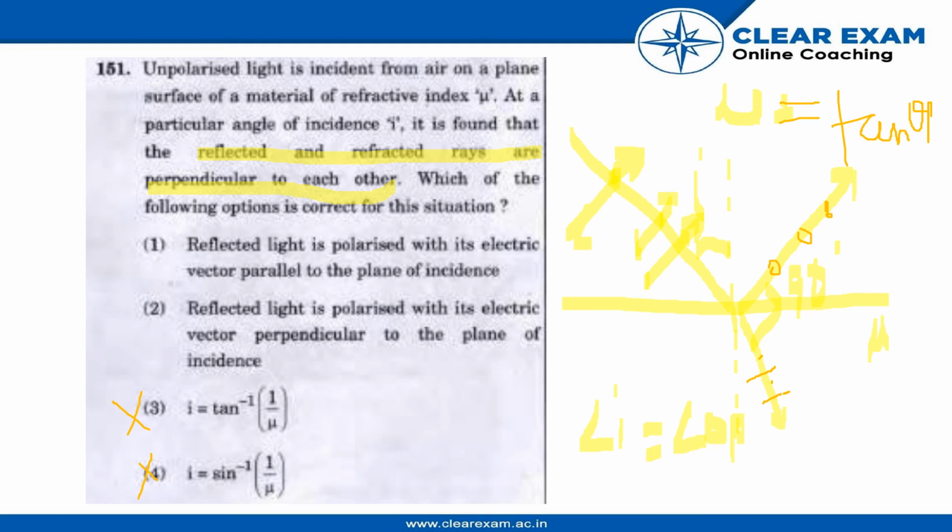So the correct option will be answer 2. Answer 1 says it will be parallel, but it's not parallel, it's perpendicular, as you can see over here. So reflected light is polarized with the electric vector perpendicular to the plane of incidence. The correct answer is 2. So thank you everyone.